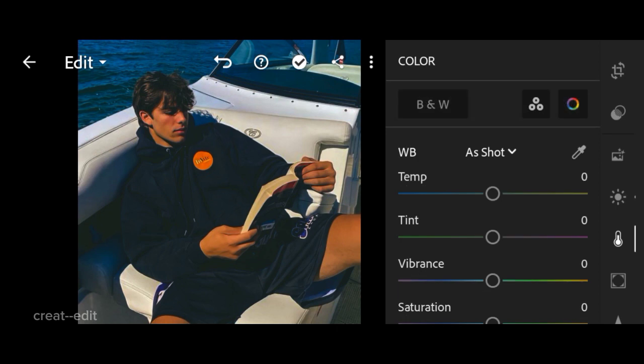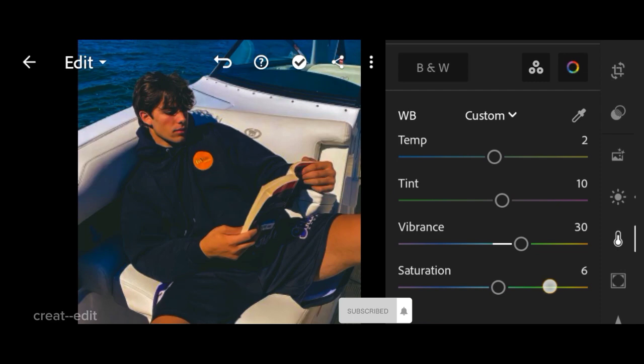Temp plus 2. Tint plus 10. Vibrance plus 30. Saturation plus 20.